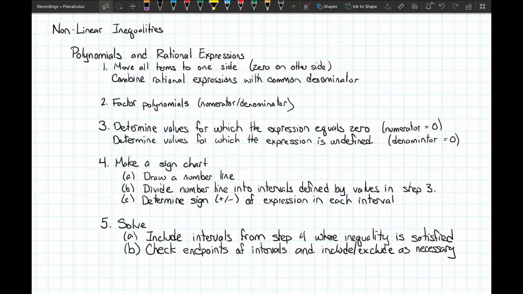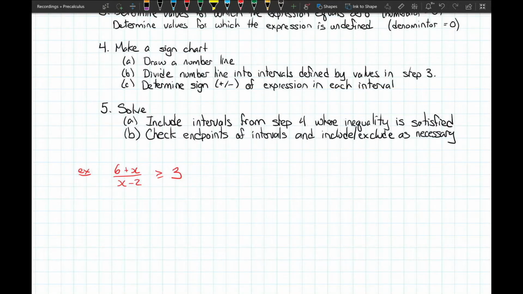So maybe let's try an example with a rational expression. Okay, I've got something that looks fairly simple here, and if this was just an equation, then you might be able to cross multiply and simplify, but here I've got an inequality, so it's a little bit trickier. I'm going to start off with step 1, which was simply just move everything to one side. And so we'll get our 3 on the left-hand side.